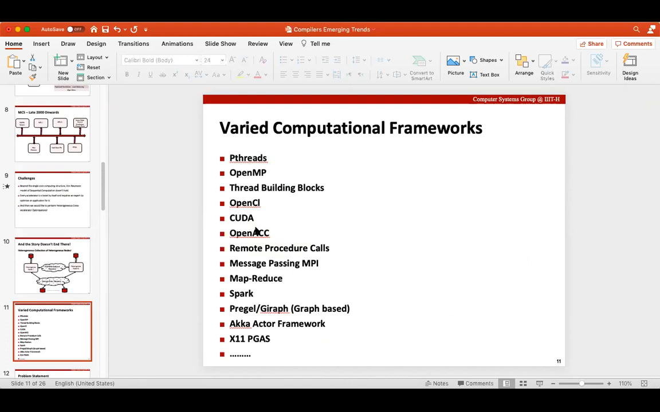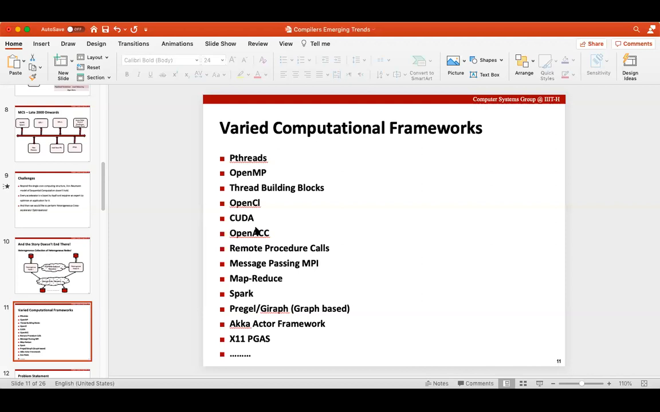If you have written code in OpenMP, and you want to port it to pthreads, it will take quite a bit of time. So moving from one framework to another is not easy, and you have to use a combination of frameworks. For example, you may want to use MPI and OpenMP together. MPI helps in distributed programming, OpenMP helps in multi-threaded programming, and so on.